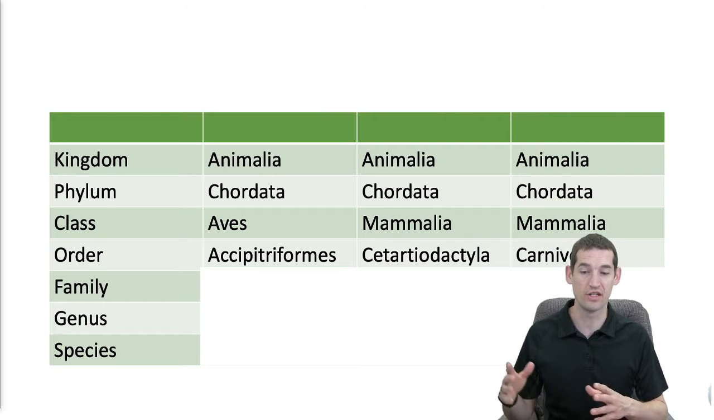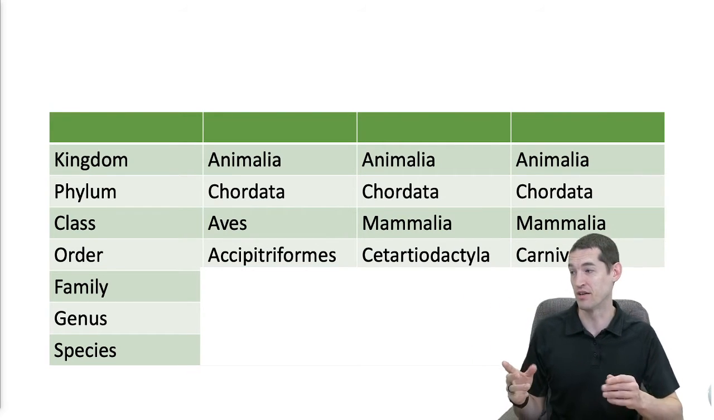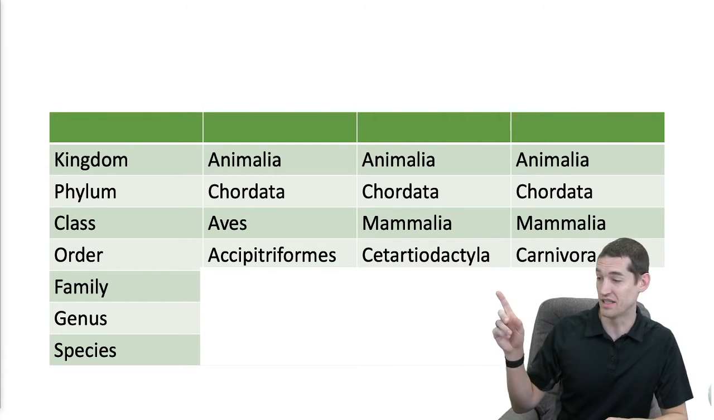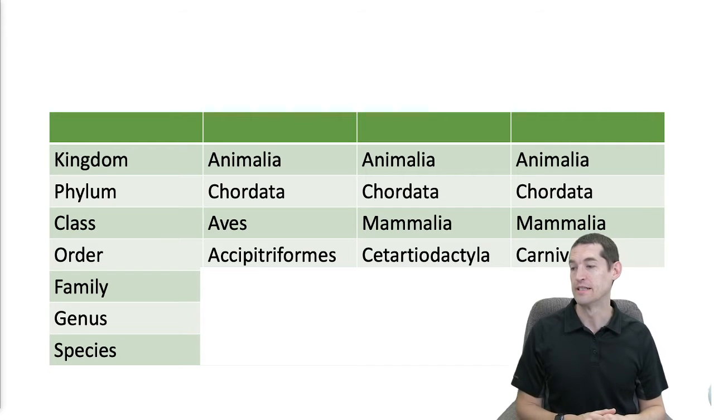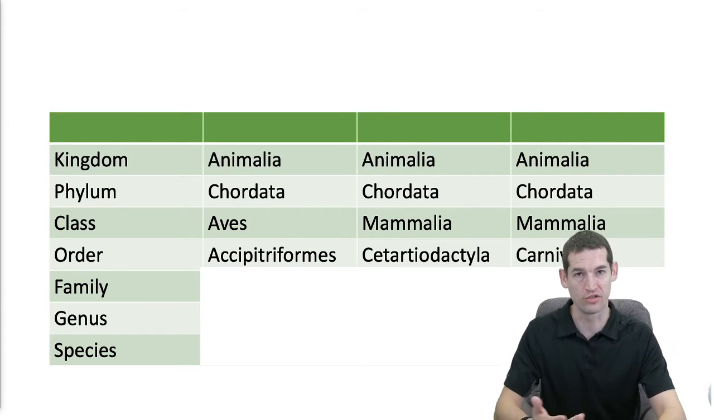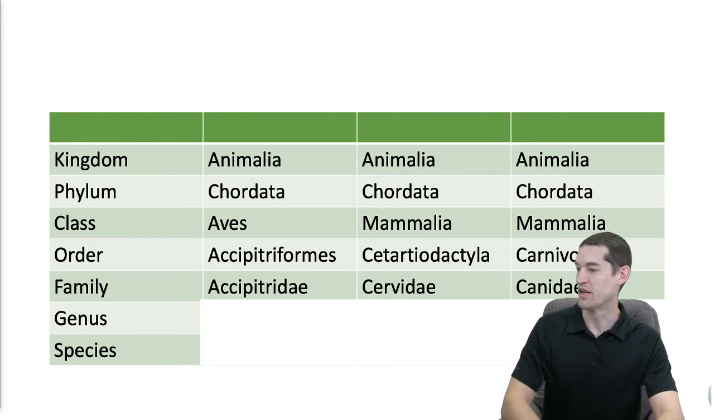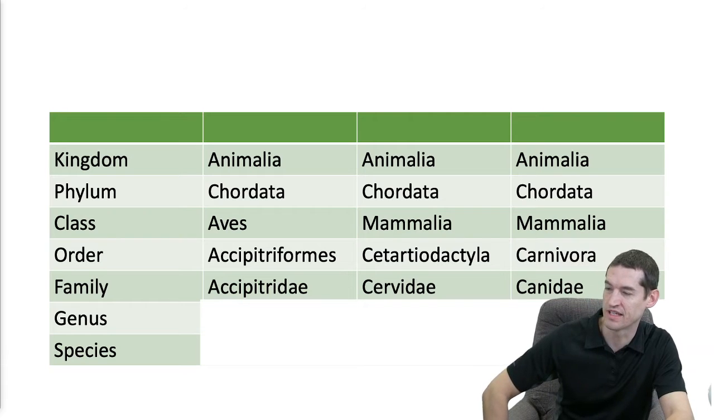So you can see now that we've basically distinguished, at least between these three animals, they're all separate now. The first one separated in class. These two here separated when we got to order. And the more related they are, the farther you'd get down this column before they started to split. So now we have family Accipitridae, Cervidae, and Canidae.